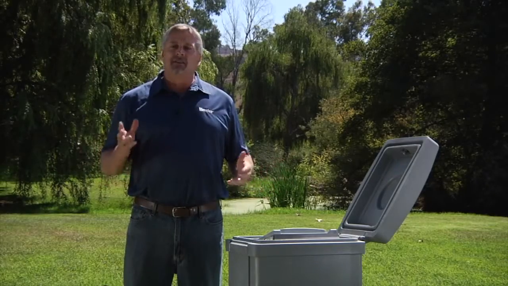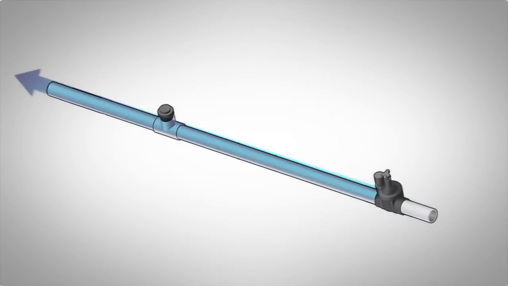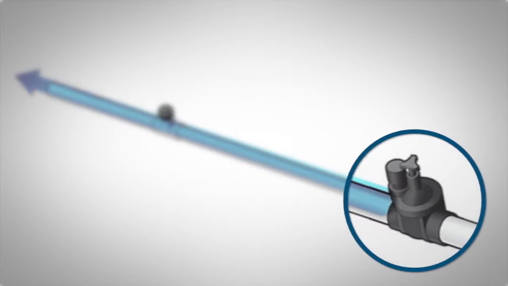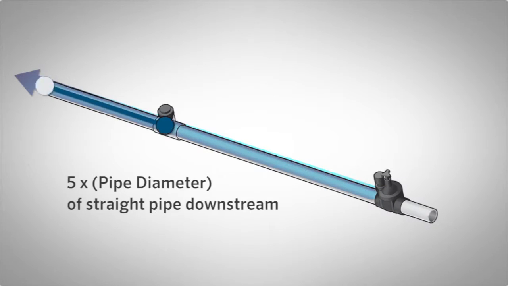Another consideration is the location of the flow sensor in the main line. It is recommended that the flow sensor is installed on the main line after a normally closed master valve, leaving at least 10 times the pipe diameter of straight pipe upstream of the sensor body inlet and at least 5 times the pipe diameter in length of straight pipe downstream of the sensor body outlet.